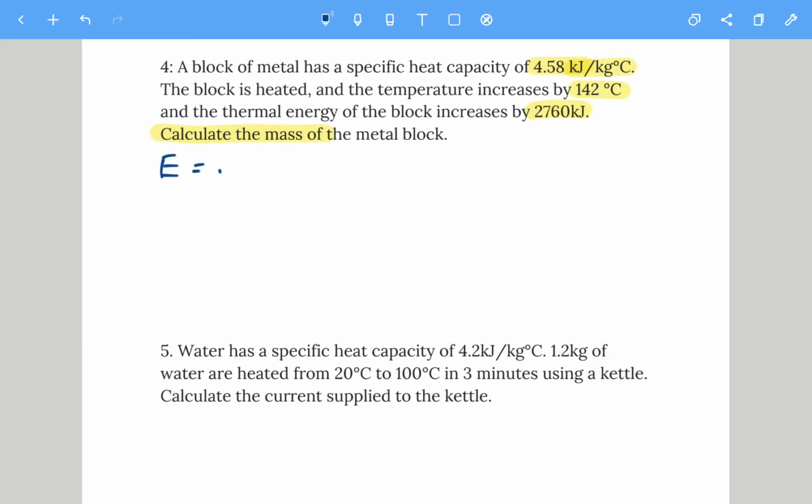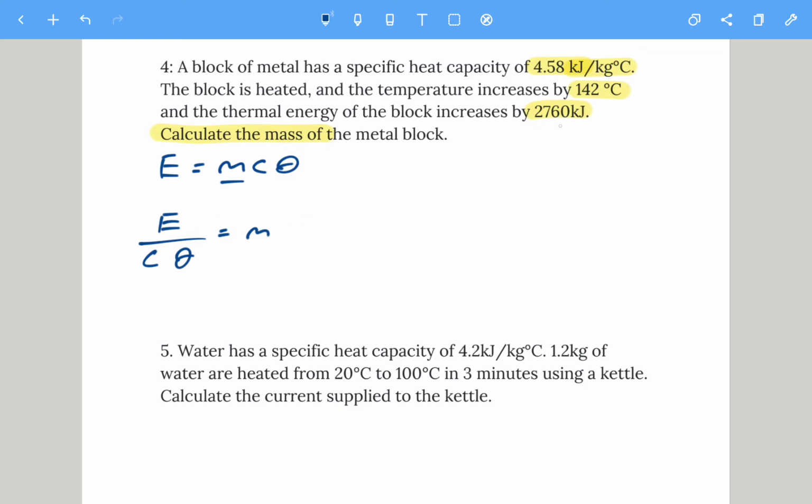So E equals mc theta. What we need to do is make m the subject, so we need to get rid of a times c and a times theta. So to do that, we need to divide on the other side. So energy divided by c theta will give us the mass. Then we just need to sort the units out.